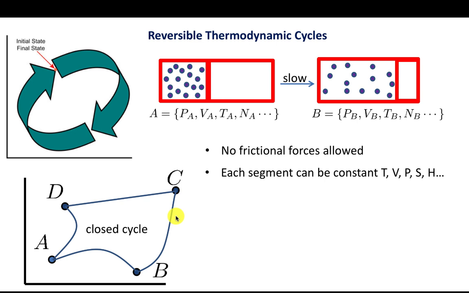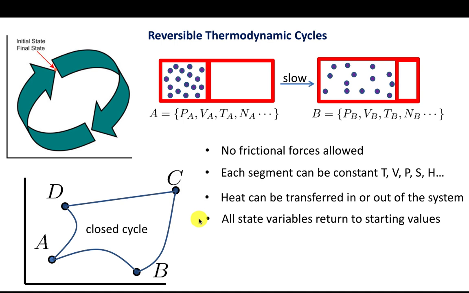Or maybe nothing is constant on this. Remember that the only important thing is that the system be in equilibrium at every point along this path over here, or this path, or this path. We must remember that on every segment of this closed cycle, you can have heat being transferred in or out of the system. And of course, this is a cycle, which means that all state variables return to their original value. And so the same values of pressure, volume, temperature, number of atoms, etc.